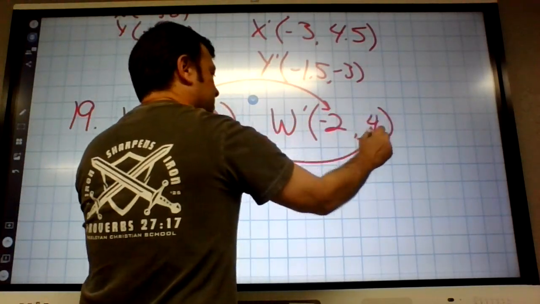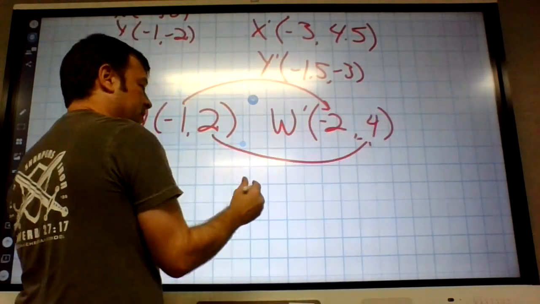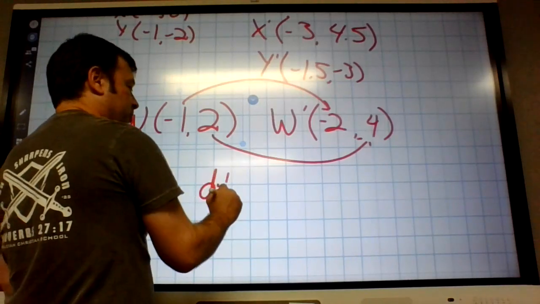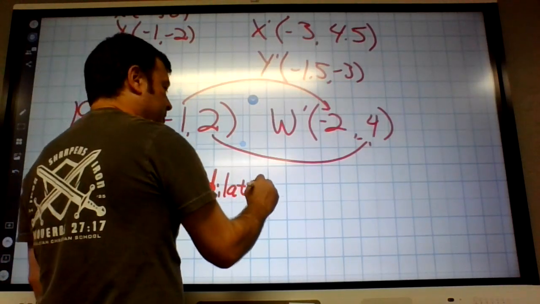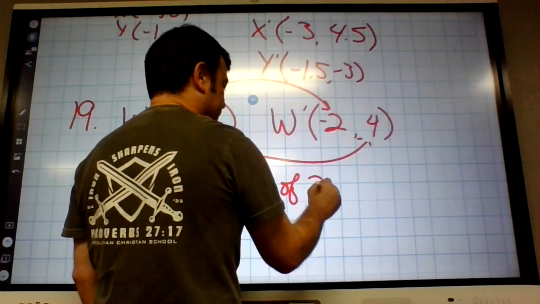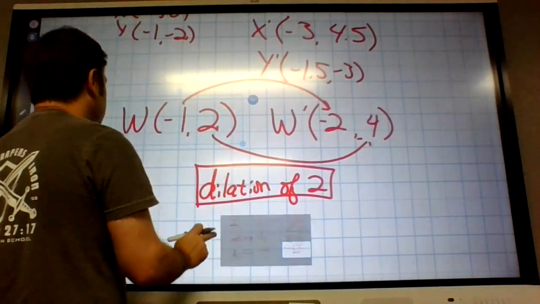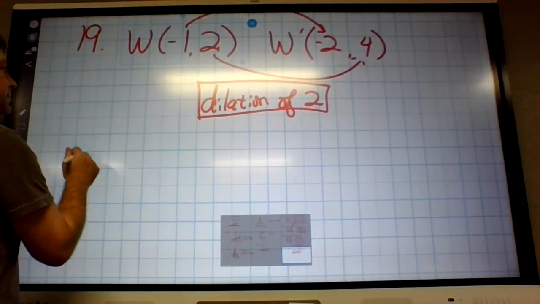But in this case, I think it's kind of obvious. It's times 2 to get from here. So the book probably wrote dilation of 2 about the origin. But yeah, I'll say dilation of 2.